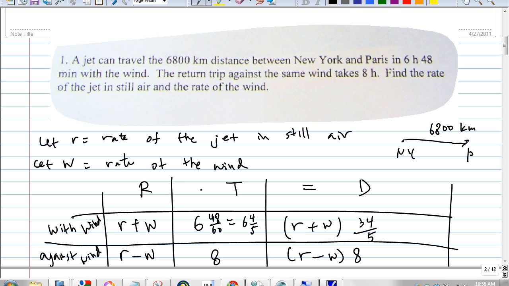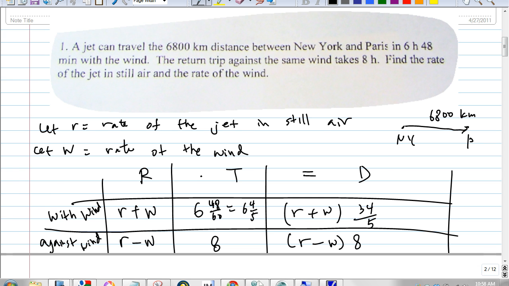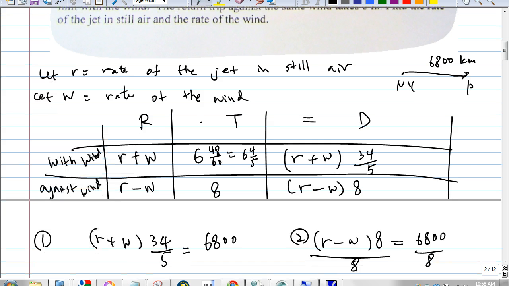34 over 5 times r plus w. r plus w is equal to 6,800, right? Because they were traveling the same distance, going back and forth, right? So it is the same distance that we're traveling. So going with the wind, you're still going 6,800 kilometers, and then coming back is still 6,800 kilometers. Do you see how we get 2 equations?